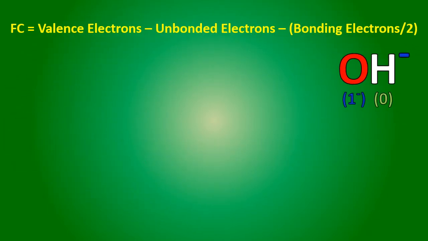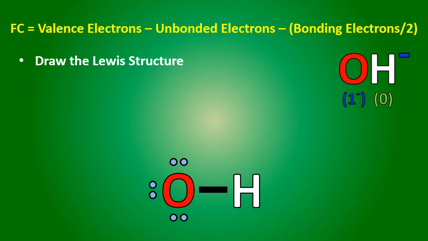Okay, so we'll stick with the hydroxide. We're going to see how we actually calculate the formal charge for each individual atom. So we draw the Lewis structure. We've seen that before. We know that in the Lewis structure we've got two covalent bonds, two electrons in the covalent bond, and we've got 1, 2, 3 lone pairs around the oxygen.